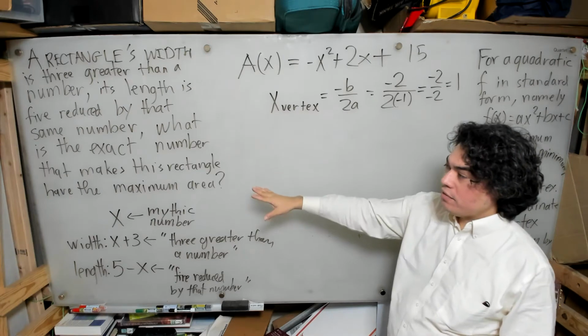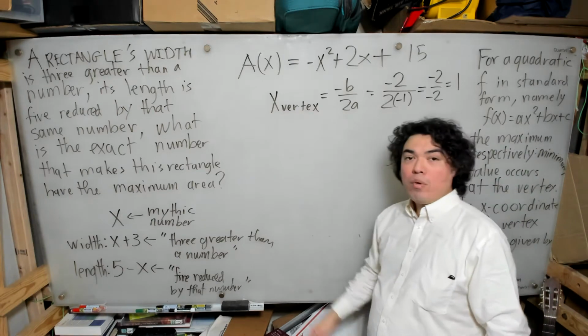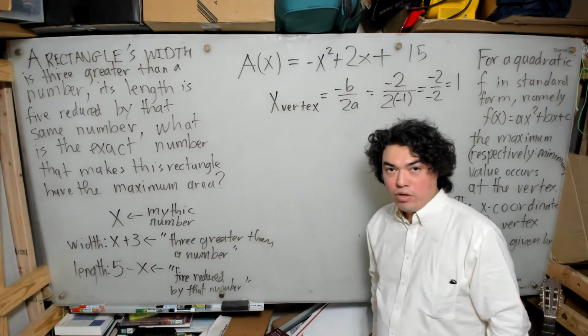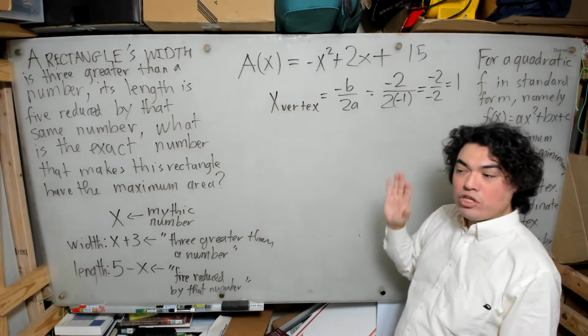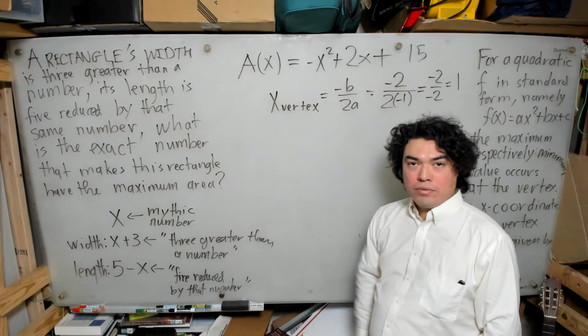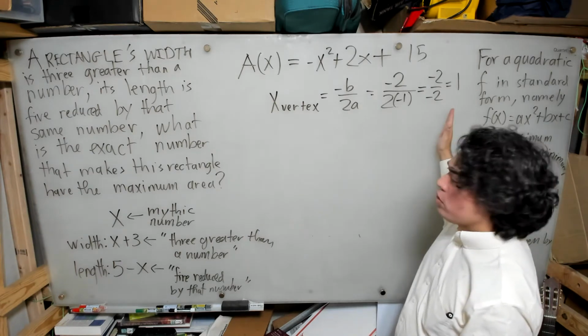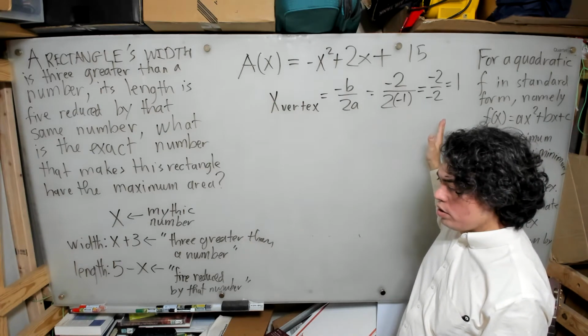It didn't tell us to find the maximum area. We were finding the exact number that will make the rectangle have the maximum area, and we have found that number, x vertex. So if we were just answering the question, we'd be done. Okay? The number that'll make it have the maximum area is 1.